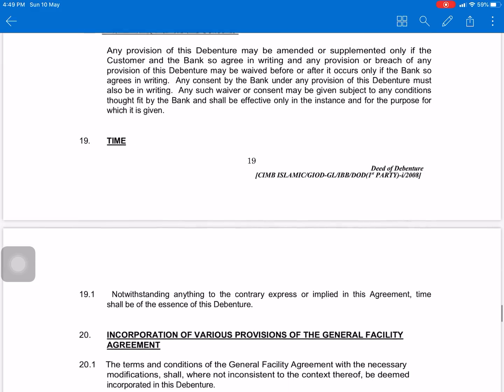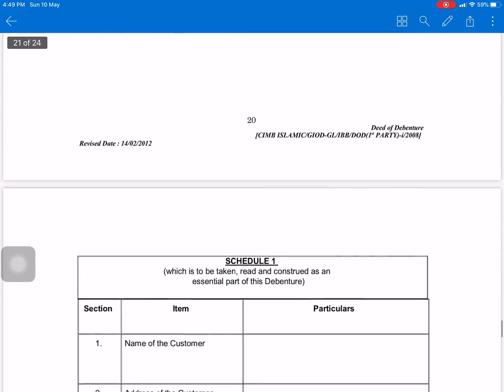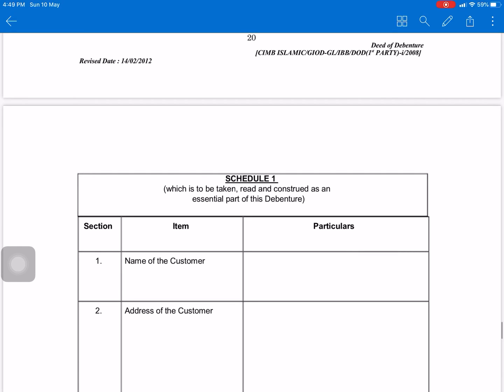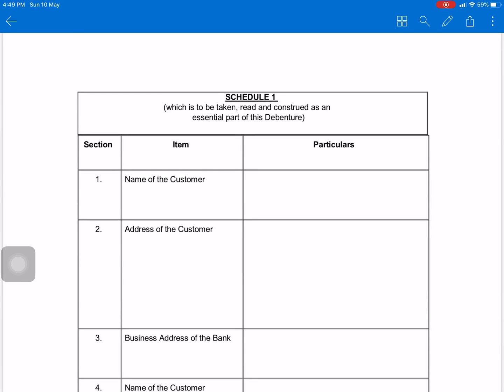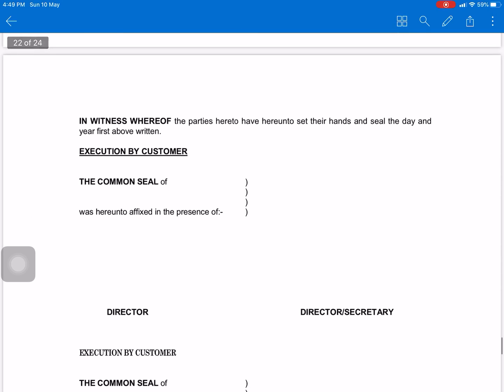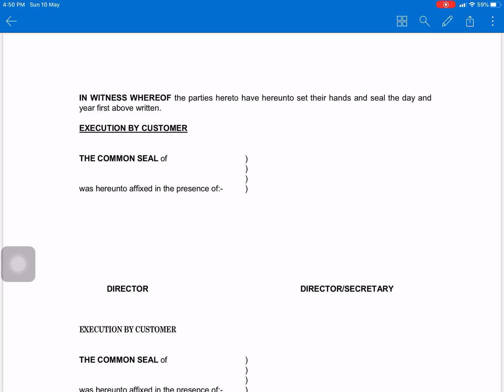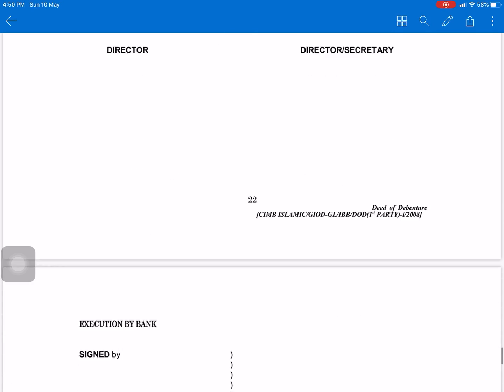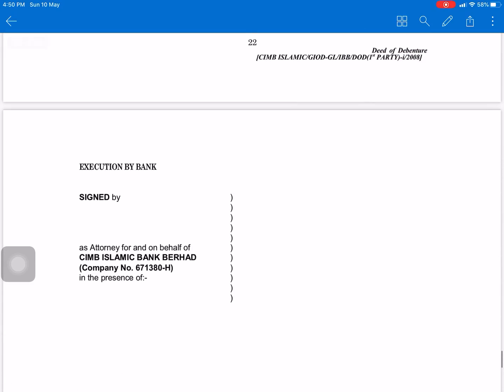It doesn't mention who really the borrower is. It can be anybody, but we know that when we talk about a debenture, we talk about a company. Here it says name of customer, and it doesn't even mention it's a company, but we know it will be a company when we see execution by customer, the common seal of the company, with a director or director and secretary. So we know this seal is placed by a company, and this debenture is actually between the bank and a company.